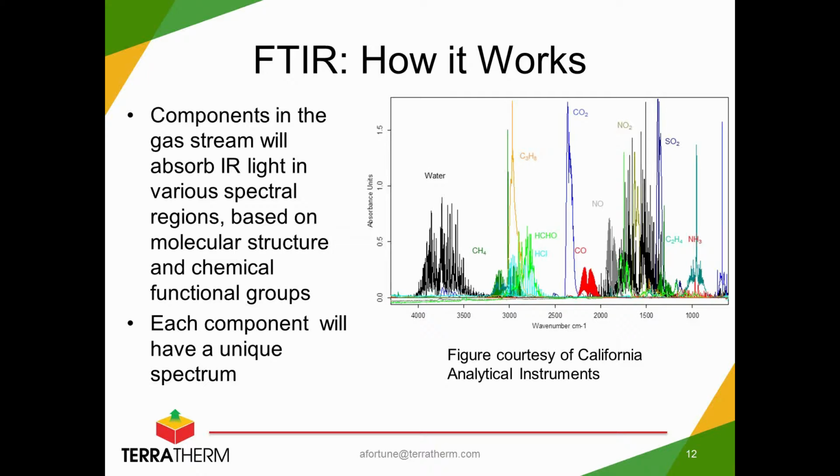Each component has this unique spectrum. In fact, the FTIR, I believe, is one of the only instrumentations or documentations that are allowed in a court of law for definitive evidence, along with mass spectrometry, in that because we have this unique spectrum for each individual component. So it's an identification tool as well.